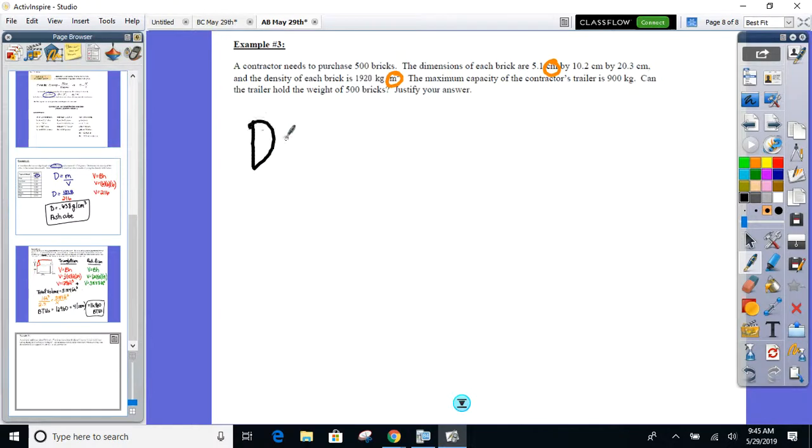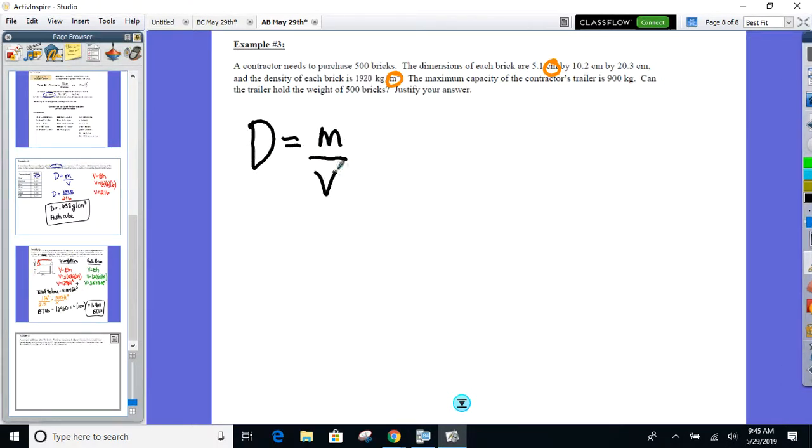You start doing D equals mass divided by volume. You plug in the 1920 for the density. You plug in the mass, which is what we're trying to find. And then you do volume, but your volume is going to be in cubic centimeters. You can't set that up, okay? Because this is in meters cubed, that's centimeters. We need it all the same.